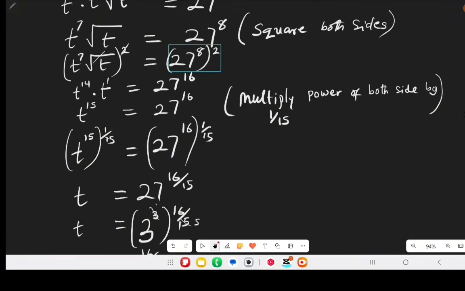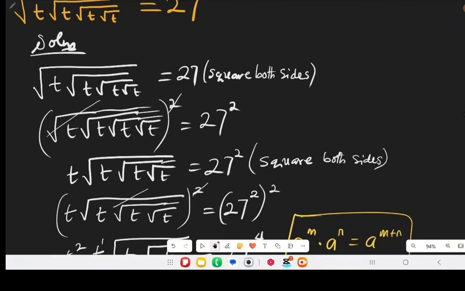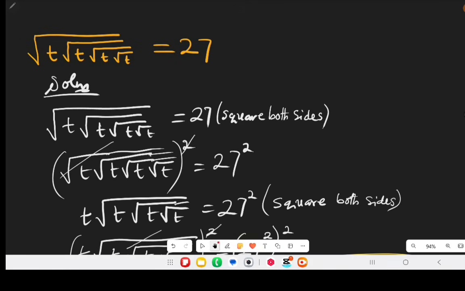Then what we do, we have to check if our answer is correct. How do we check if our answer is correct? We put the value of t equal to 3 raised to the power of 16 over 5 into this original equation and see if we get 27 as the answer. Let's dive in.